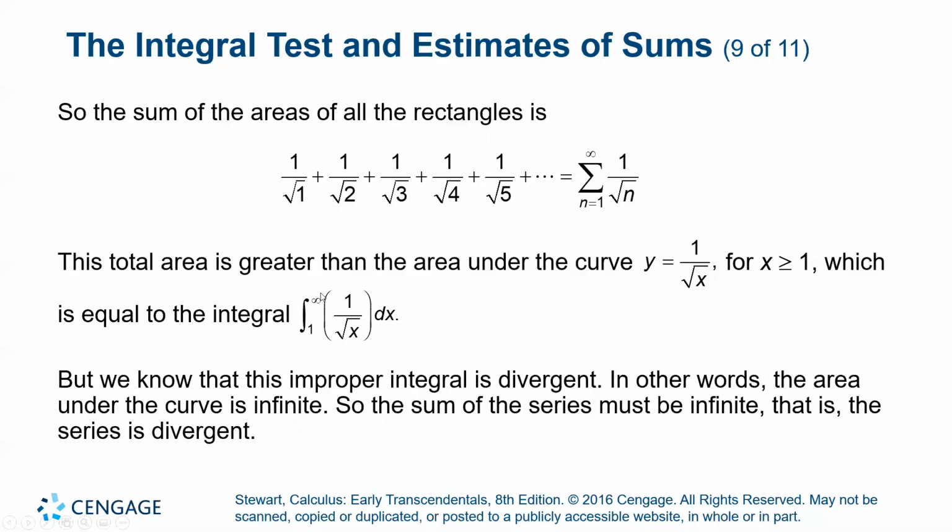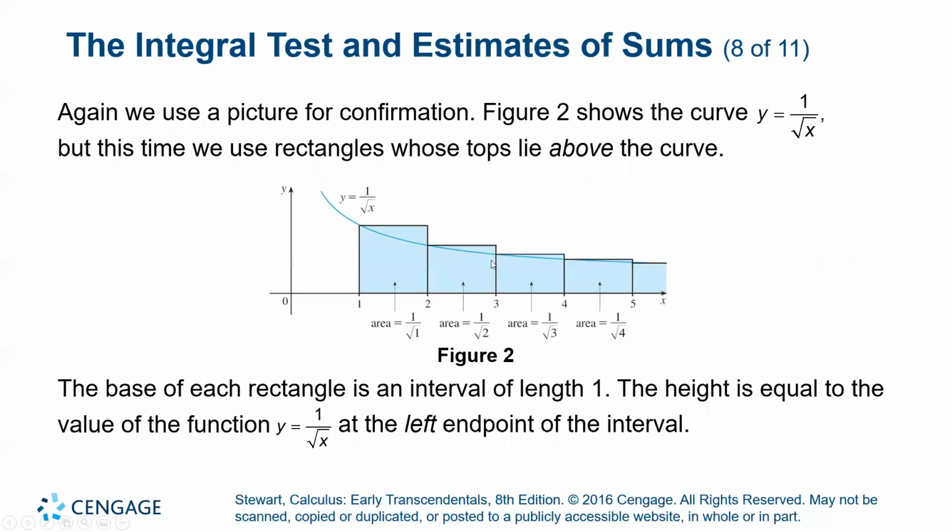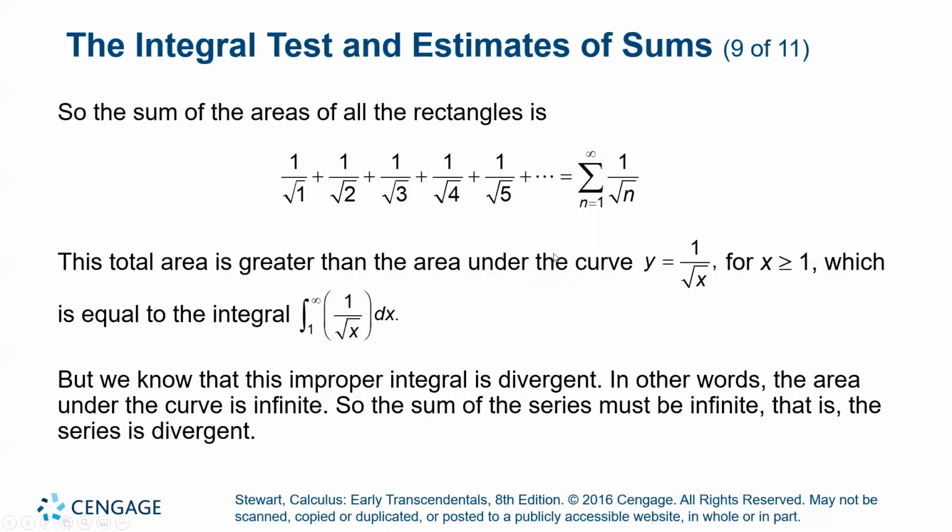So we look at the improper integral of 1 over square root of x from 1 to infinity instead. But again, from 7.8, we already know that this integral is divergent. And what that tells us is that we have an area under the curve that is divergent, and we know that our series is larger than that. Again, these rectangles are larger. So we found something smaller that's divergent. Therefore, our larger series, by default, must also be divergent.